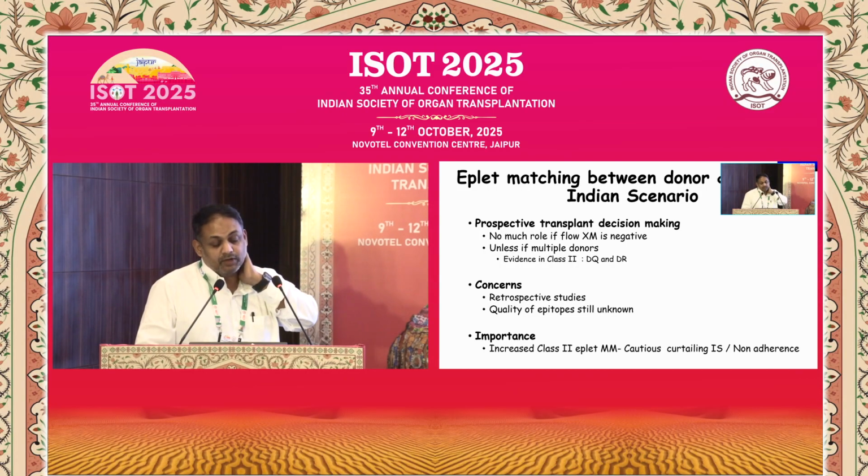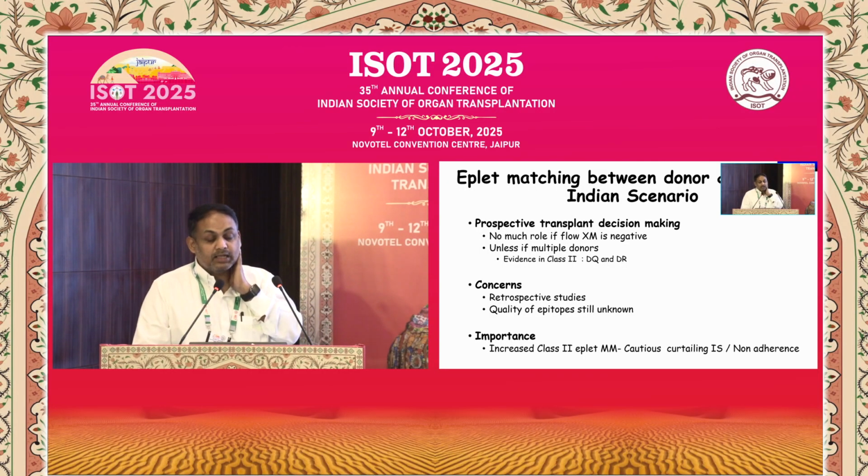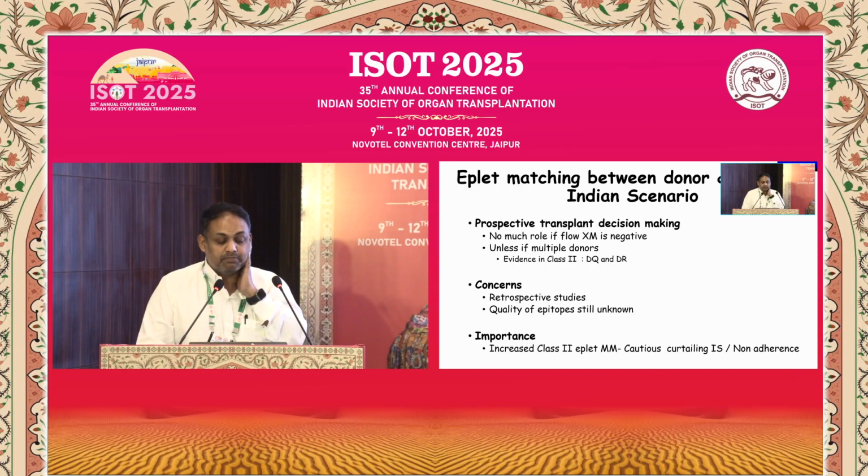if you are in a living donor program, if your flow cross match is negative, there's no role for Eplet matching unless you have multiple donors, and that too the importance is only in class 2, because all these data are from retrospective studies, and we need more data on the quality and the quantity of the epitopes that are important to us. So as a clinician with a patient with increased class 2 Eplet mismatch, the number I'm not sure, I'll be a little worried or hesitant in playing with his immunosuppression. That is the take home for a prospective renal transplant.